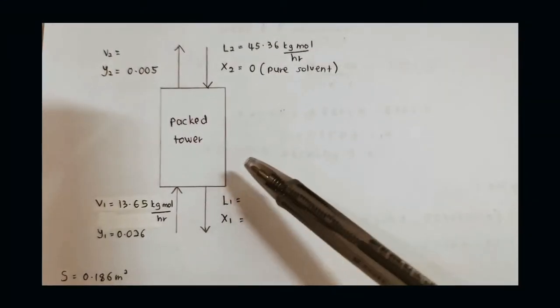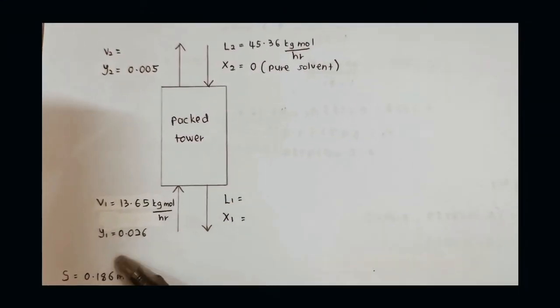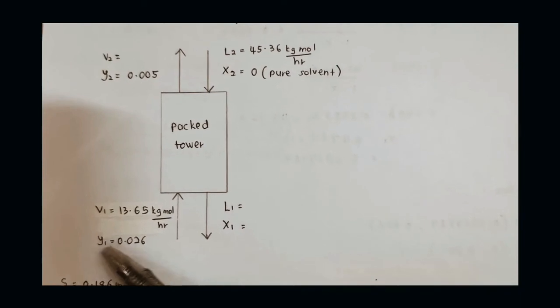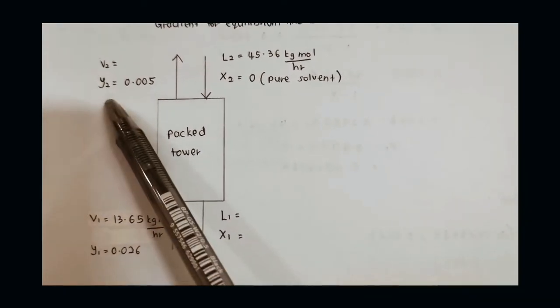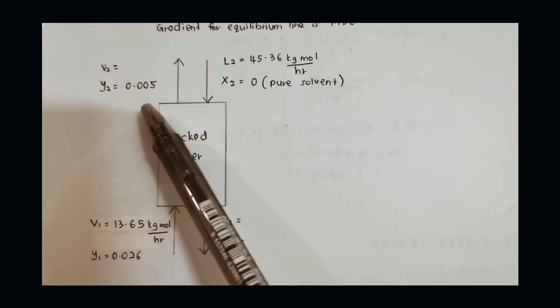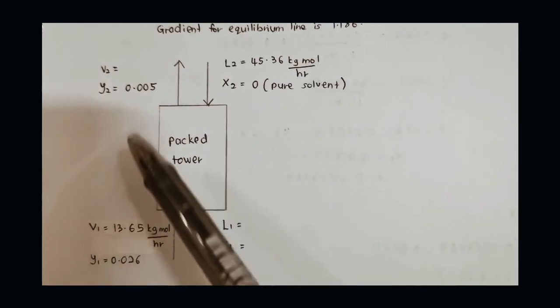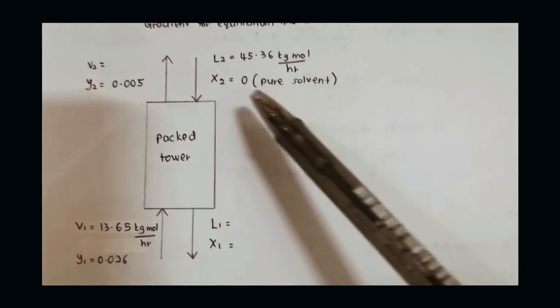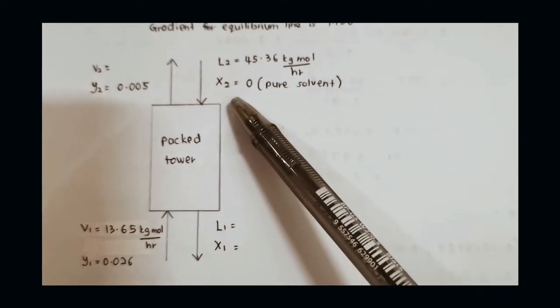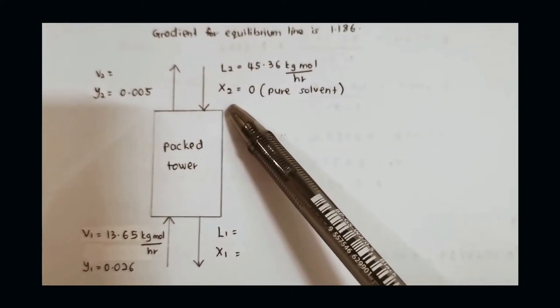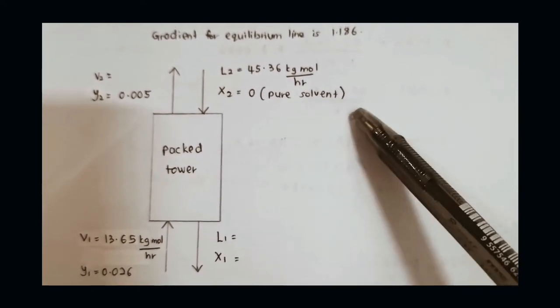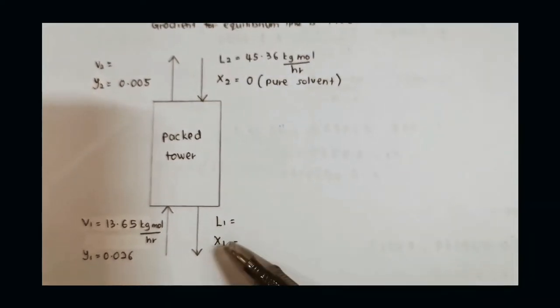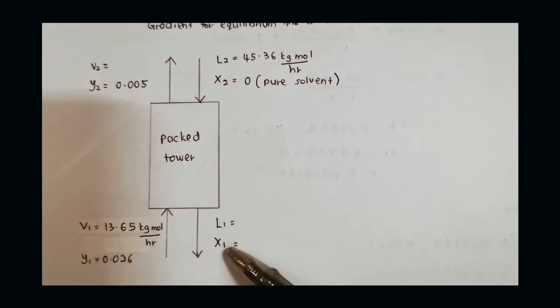Okay, so back to this diagram. So the inlet composition for gas stream is Y1 equals 0.026 and the outlet is Y2 equals 0.005. We can get these two from the question given. And the inlet composition for the liquid stream, that is X2, is equal to 0 because it is pure solvent. So we have to find the outlet composition for liquid stream, that is X1.